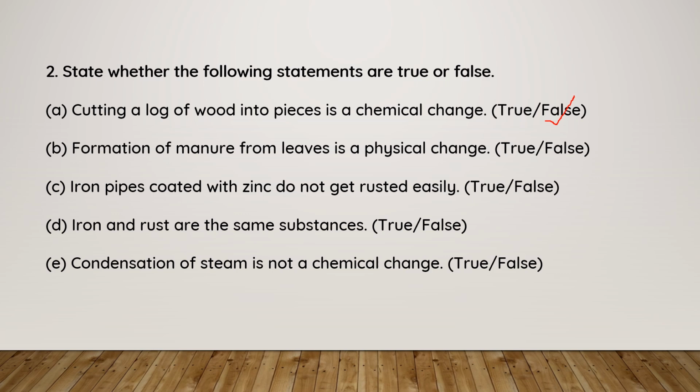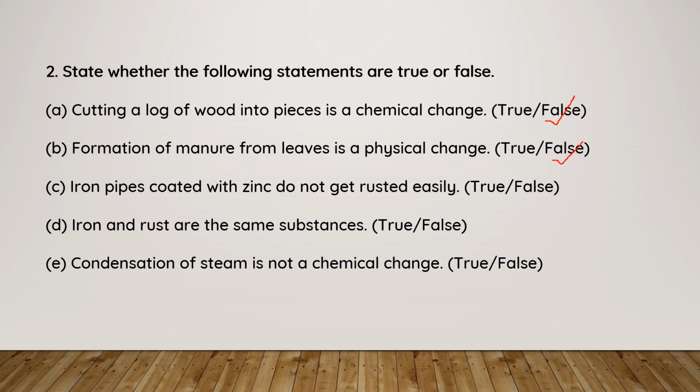And next one, formation of manure from leaves is a physical change. From leaves or dry leaves, manure is formed. That manure we give to the plants. From manure, do we get back leaves? No. So that is not a physical change. Here from leaves a new substance, that is manure, is formed. So that is a chemical change, and the statement is false. So how can you correct this statement? Formation of manure from leaves is a chemical change.